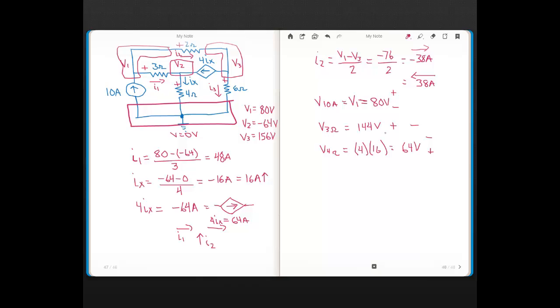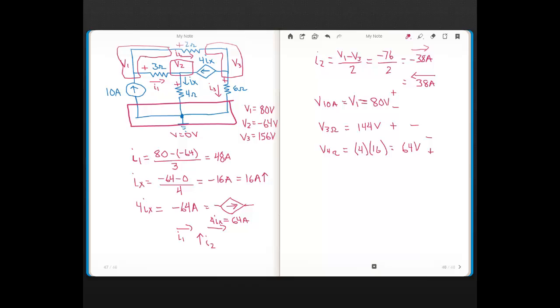So you see KVL is satisfied. And you could do KVL for any loop in this circuit. We just did the left loop, but I would recommend on your own, do the KVL around this right loop, do the KVL around the outer loop, and again, just prove to yourself that Kirchhoff's laws, the voltage law and the current law, are always satisfied.